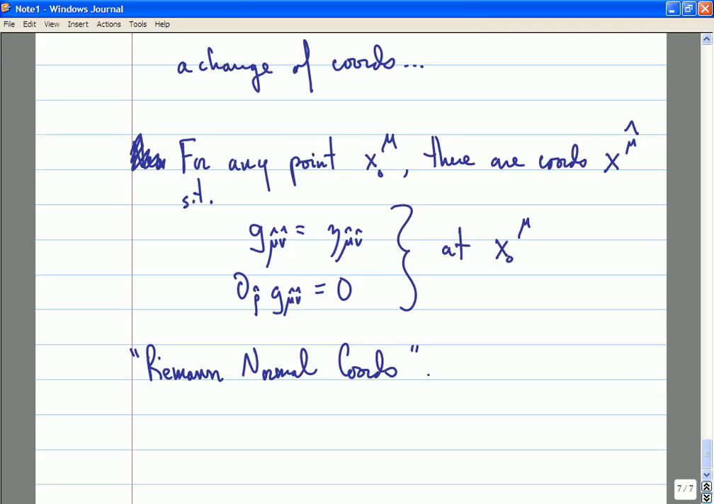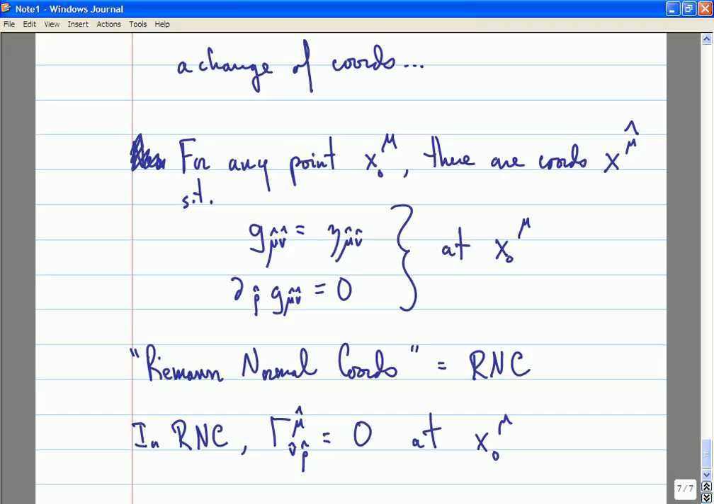So it's worth stepping back and thinking a little bit about the physical significance of Riemann normal coordinates. The first thing that we should notice about Riemann normal coordinates, I'll abbreviate RNC, is that the Christoffel symbol is equal to 0 at the point x not mu. So what does that mean? We have found a coordinate system where the Christoffel symbols vanish. What are the Christoffel symbols? The Christoffel symbols are the correction terms that arise in the geodesic equation because either you are in the presence of gravity or you are in the presence of an accelerated coordinate system.